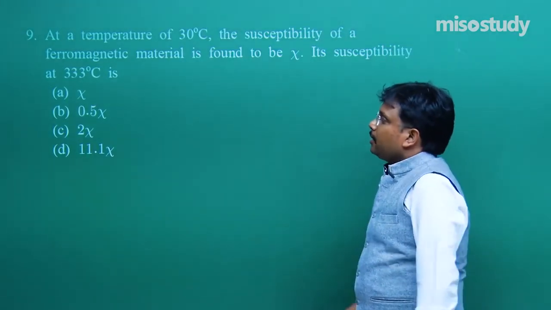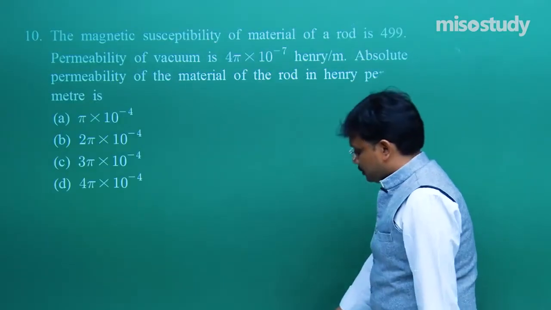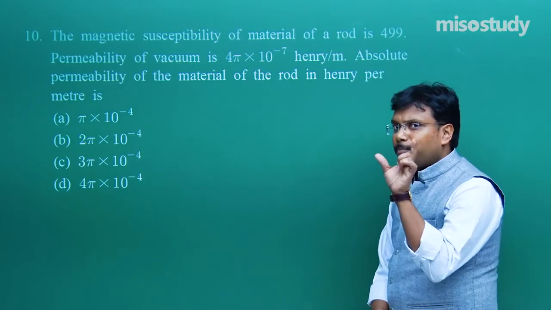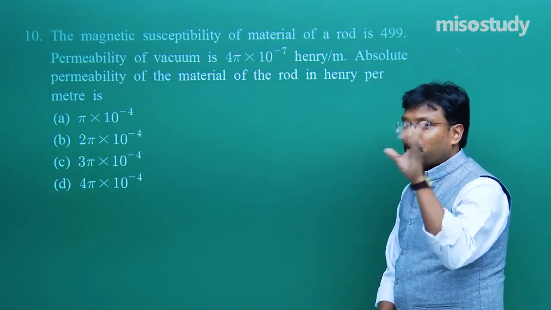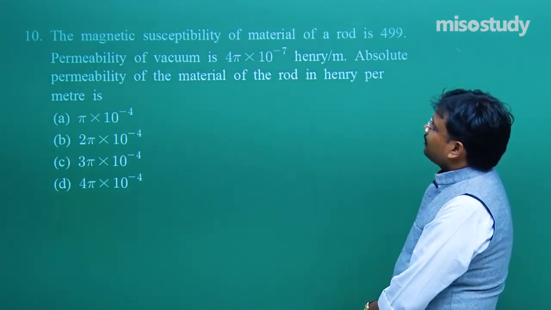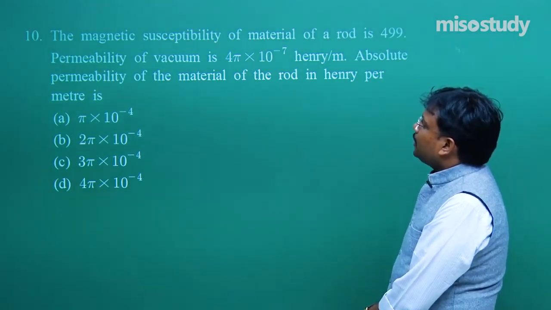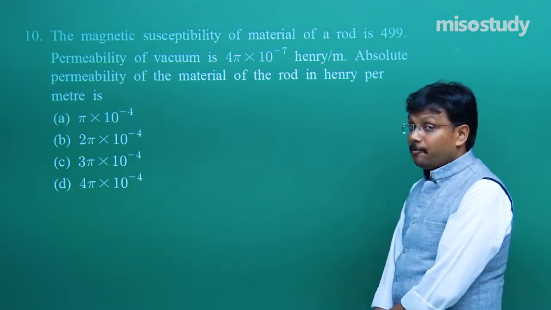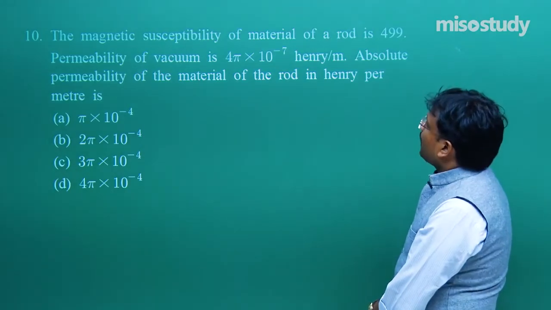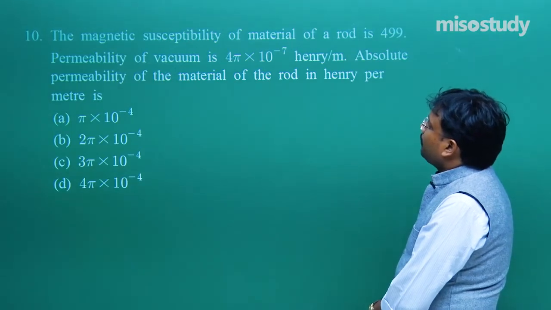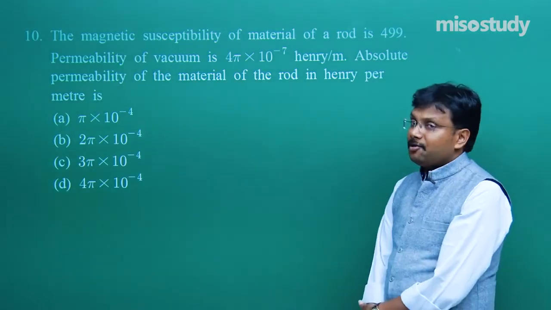So now here comes your question number 10. Up to some extent I try to repeat the concept. The magnetic susceptibility of the material of a rod is 499. Permeability of vacuum, that is mu naught, is 4 pi into 10 to the power minus 7 Henry per meter. The absolute permeability of the material of the rod in Henry per meter is how much?